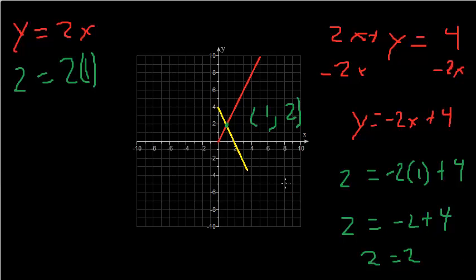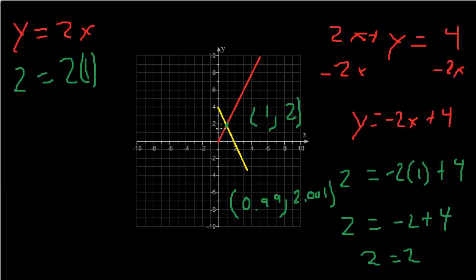Now the problem with finding solutions graphically is that it can be very difficult to tell exactly where those two lines cross. For example, how am I supposed to know that that is the point 1, 2 as compared to 0.99 and 2.001? I know that it is the point 1, 2 because it was proven to be a solution to both equations.